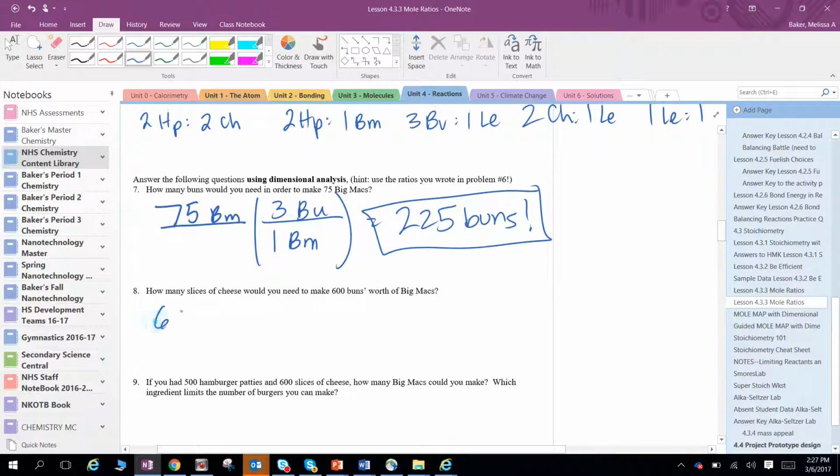How many slices of cheese would 600 buns worth of Big Macs need? Well, for every 3 buns, there's 2 slices of cheese. Multiply across the top, divide by the bottom. That comes out to be 400 slices of cheese.